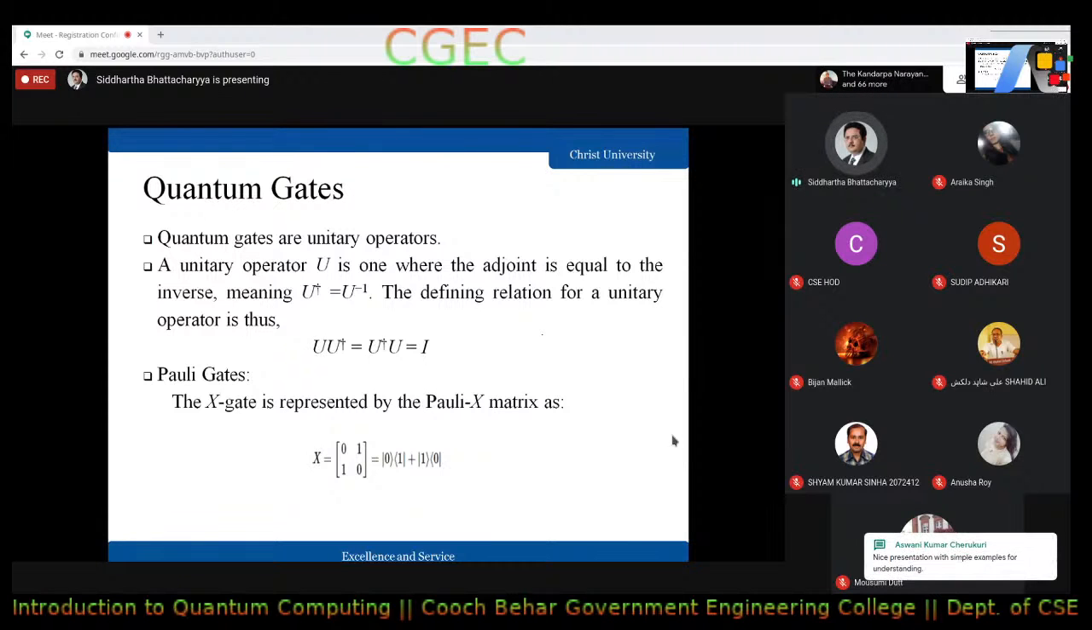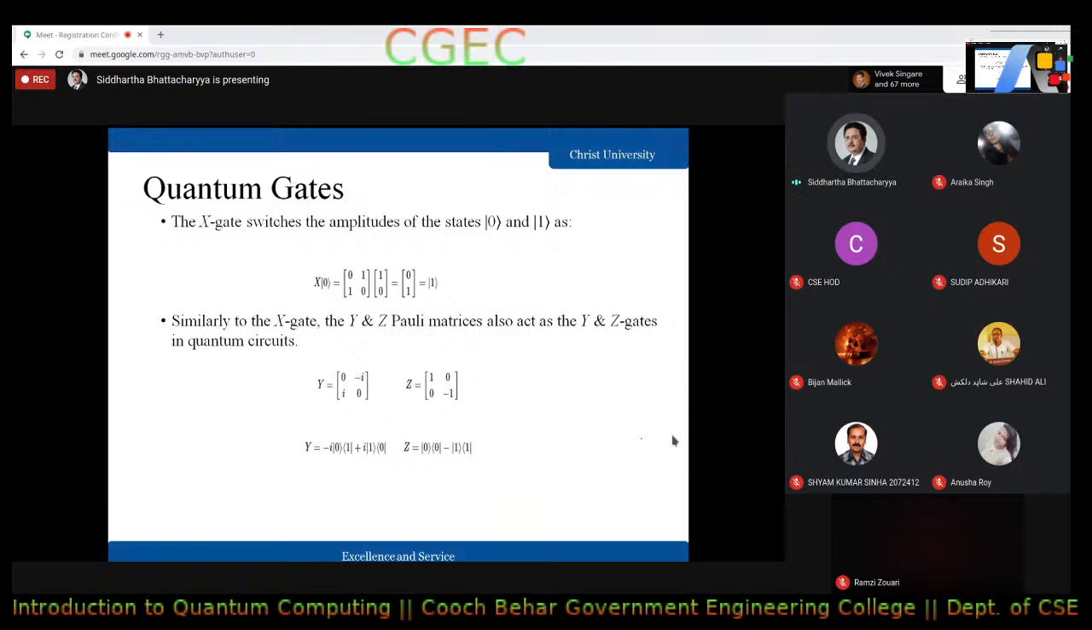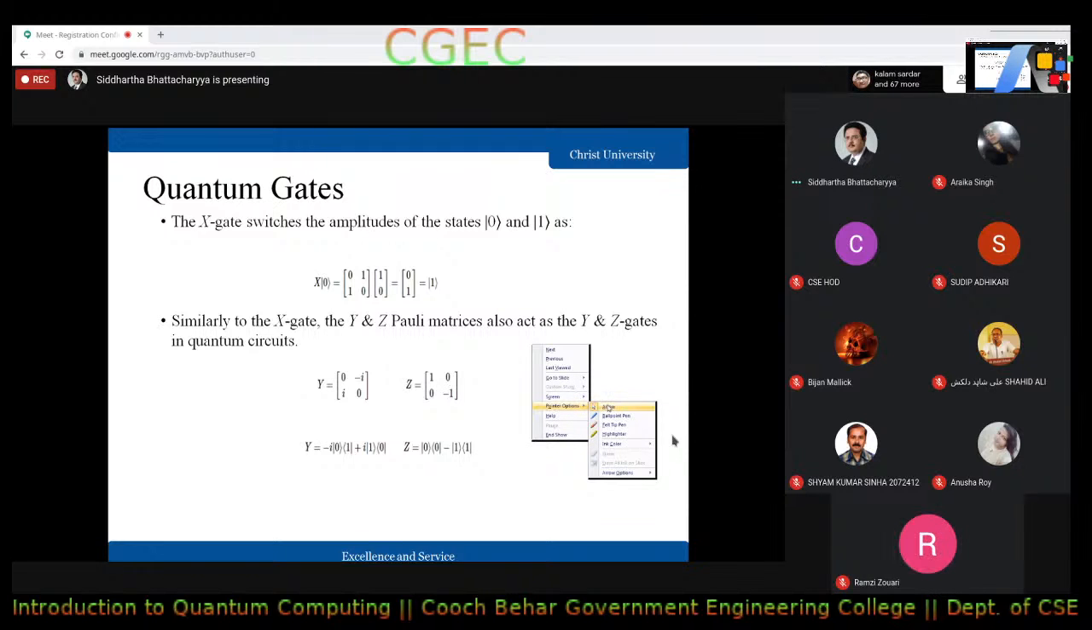Some example gates are there, like the Pauli gate. The Pauli gate is also referred to as the X gate, and is represented by the Pauli X matrix given by this form. I'll just be giving you some examples so it will be clear to you. What the X gate actually does is switch the amplitudes of the states 0 and 1. That means it reverses the 0 with 1 and 1 with 0. So if you apply the X gate on the 0 state, you will get a 1. Similarly, if you apply the X gate on 1, you will get a 0. So it just reverses the state of 0 and 1, or the amplitudes of 0 and 1.